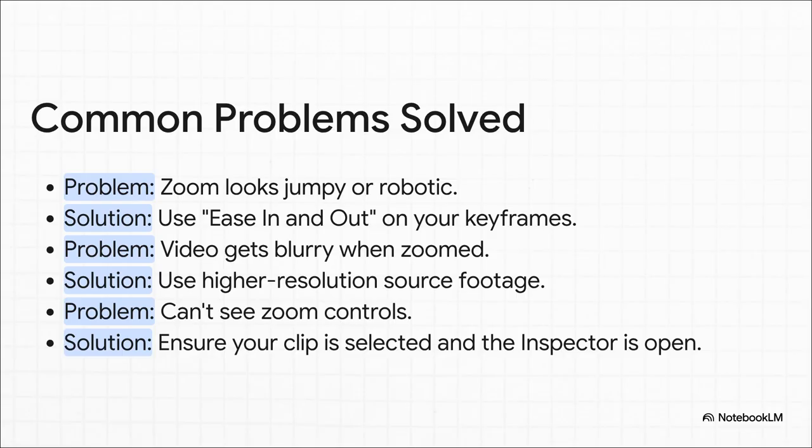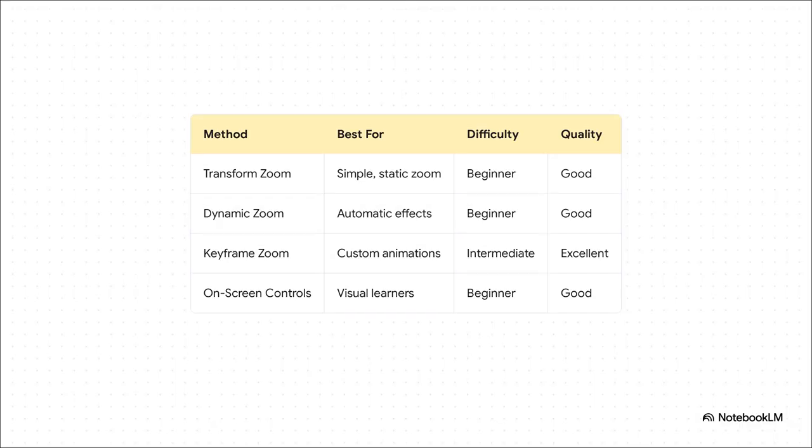Let's run through the 3 most common frustrations. If your zoom looks robotic, you forgot to add easing. Go right-click that keyframe and fix it. If the video gets blurry, that means you're zooming in too far for your footage resolution. And if you can't see the controls at all, trust me, 9 times out of 10, you just haven't selected the clip on the timeline, or you closed the inspector. We've all been there.